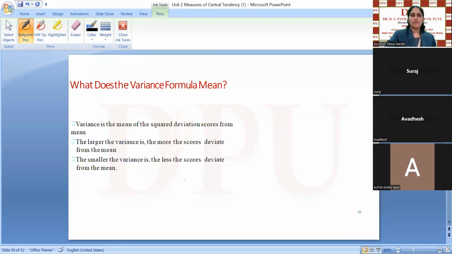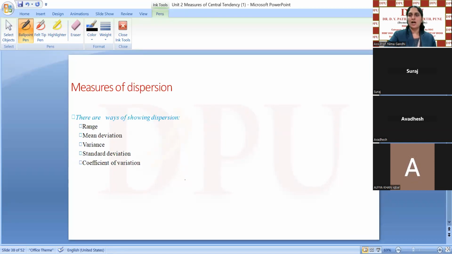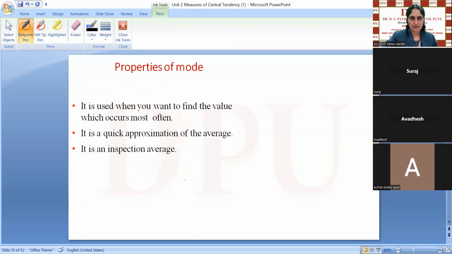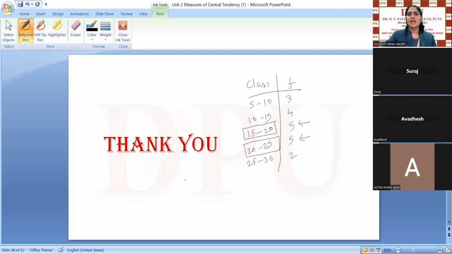So what is the range actually? The range means, let's take the same examples. Here, what is the range? The maximum observation is 30, right? And the minimum observation is 5. So your range is 30 minus 5.